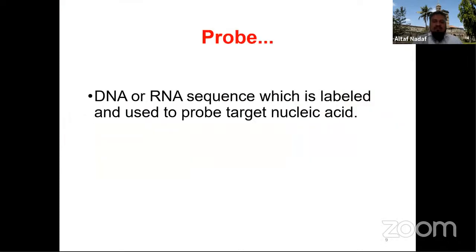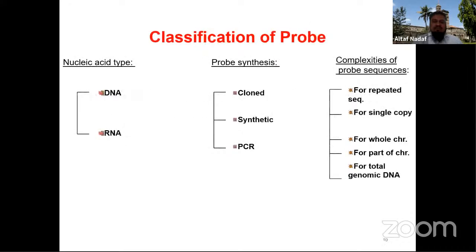Before going into the actual procedure, we will have a brief idea about the probe. So what is a probe? How can we define a probe? A probe can be a DNA or RNA sequence which is labeled and used to bind to the target nucleic acid. Obviously, when it binds to the nucleic acid, the probe has a complementary region, which complements the nucleic acid where it binds. Now, depending on the use, there are different categories of probes that are identified.